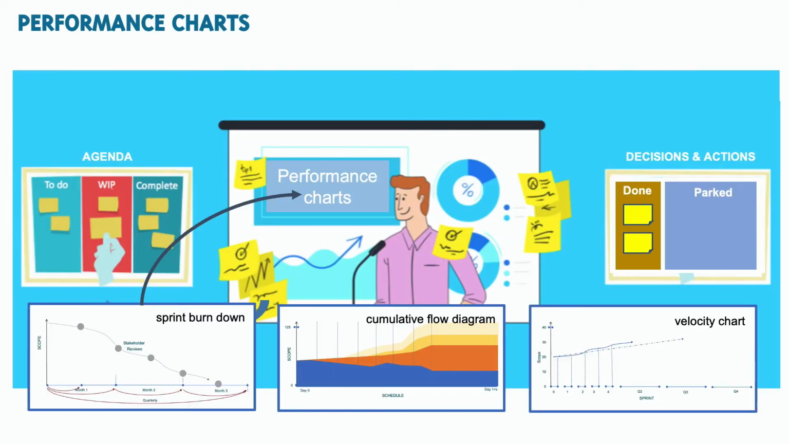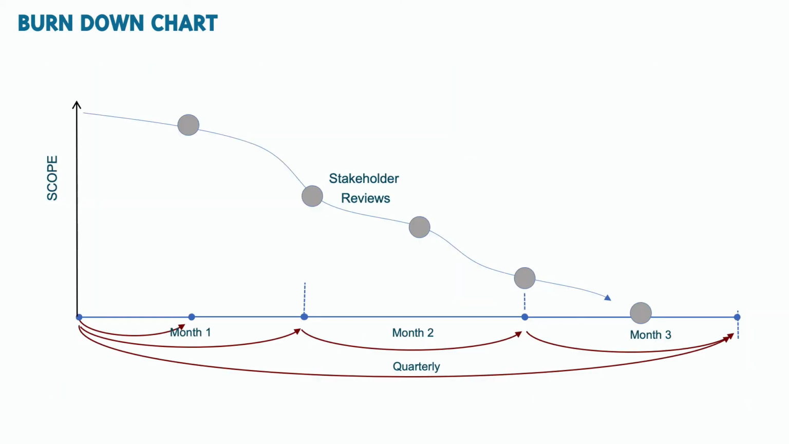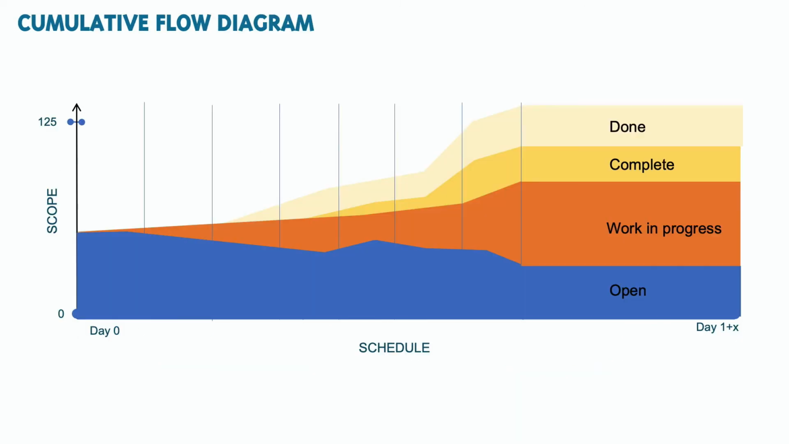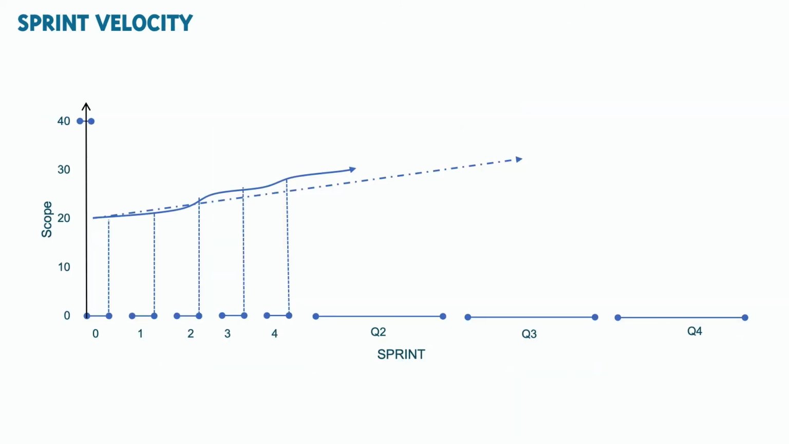The product owner, with the support of the Scrum Master, are encouraged to keep close to hand a number of performance charts. These will also form part of the digital record and should be socialized with the wider community. Performance charts include sprint burn downs, cumulative flow diagrams, and velocity charts.